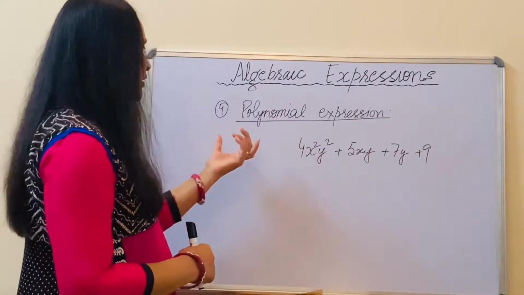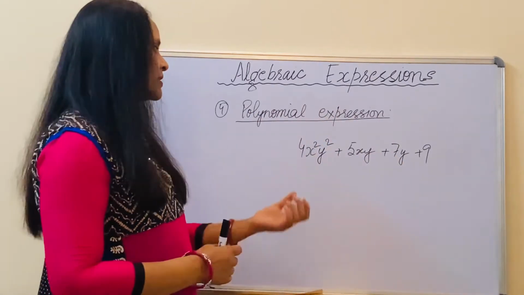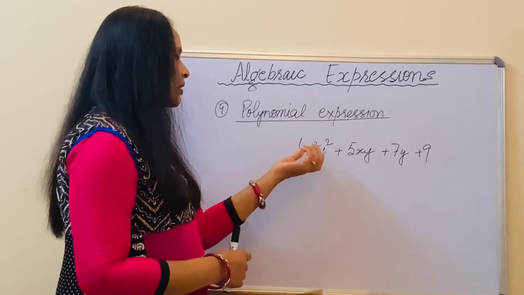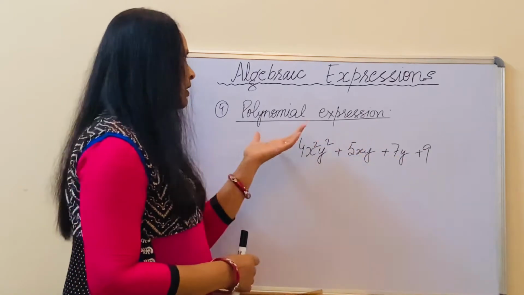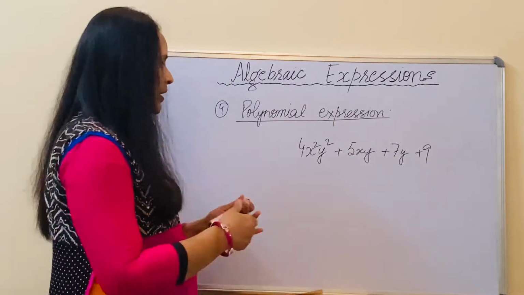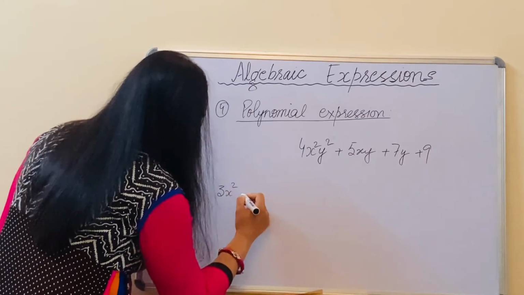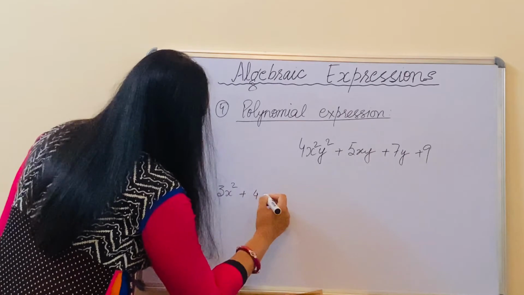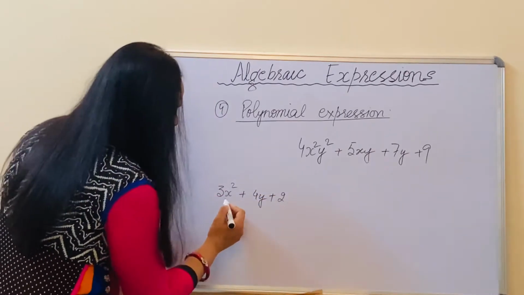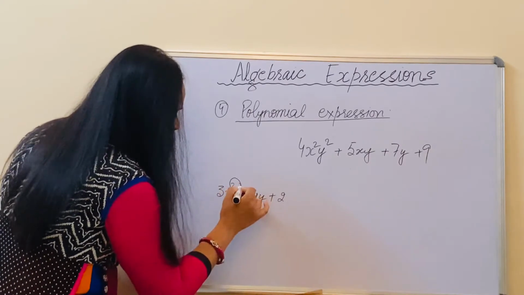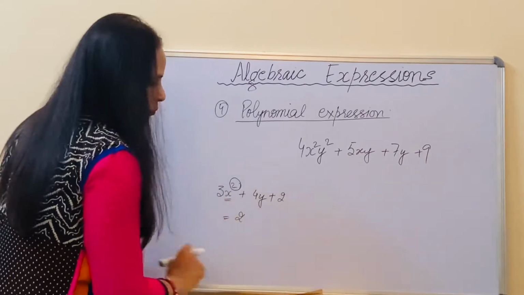Now what is the degree of a polynomial expression? The degree of the polynomial expression is the greatest power a literal coefficient is having in a polynomial expression. For example, if you have the polynomial expression 3x square plus 4y plus 2, it is very clearly seen that x is having a power of 2. So the degree of the polynomial comes out to be 2.